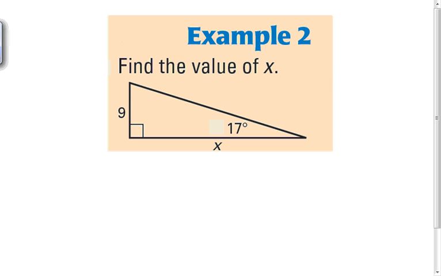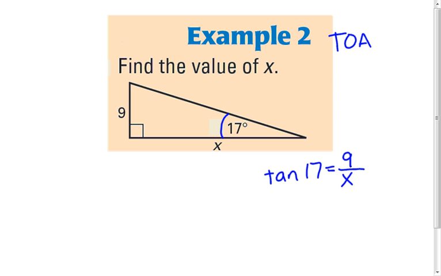You can write that as a fraction and also as a decimal. Now it says find the value of X. So we're looking for one of the lengths of the legs. The hypotenuse isn't involved here. So Toa, tangent of this angle. The tangent of 17 degrees is equal to the opposite, which is 9, over X.